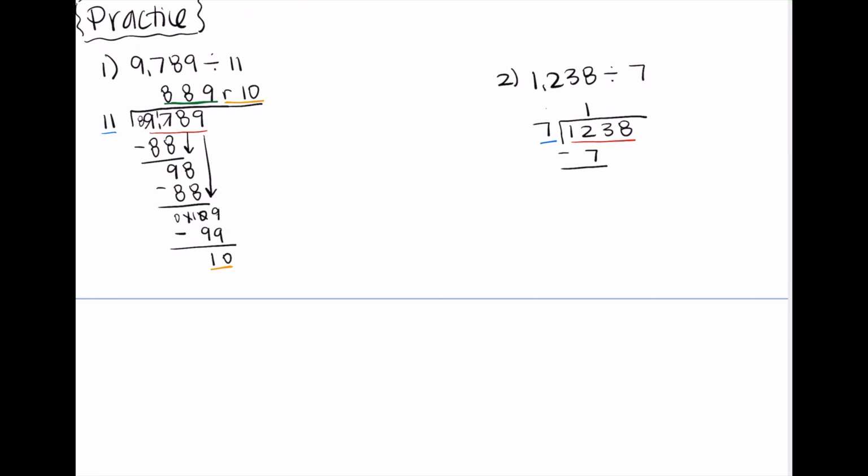We know that 7 does not go into 1, but 7 goes into 12 one time. When we do 12 minus 7, we'll get 5 left over. Then I will bring down my 3. 7 goes into 53 7 times, right? 7 times 7 gives us 49. When I do 53 minus 49, I will get 4 left over.